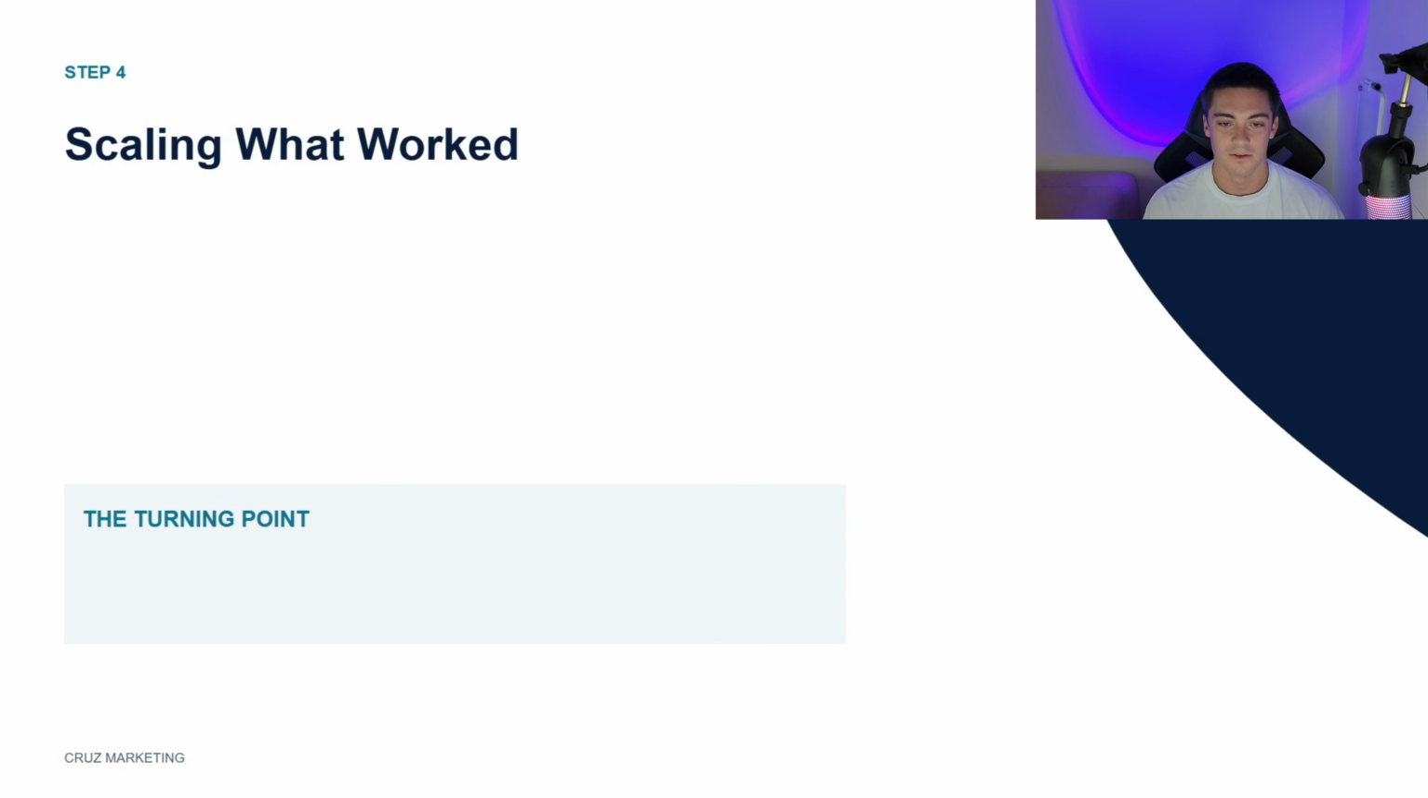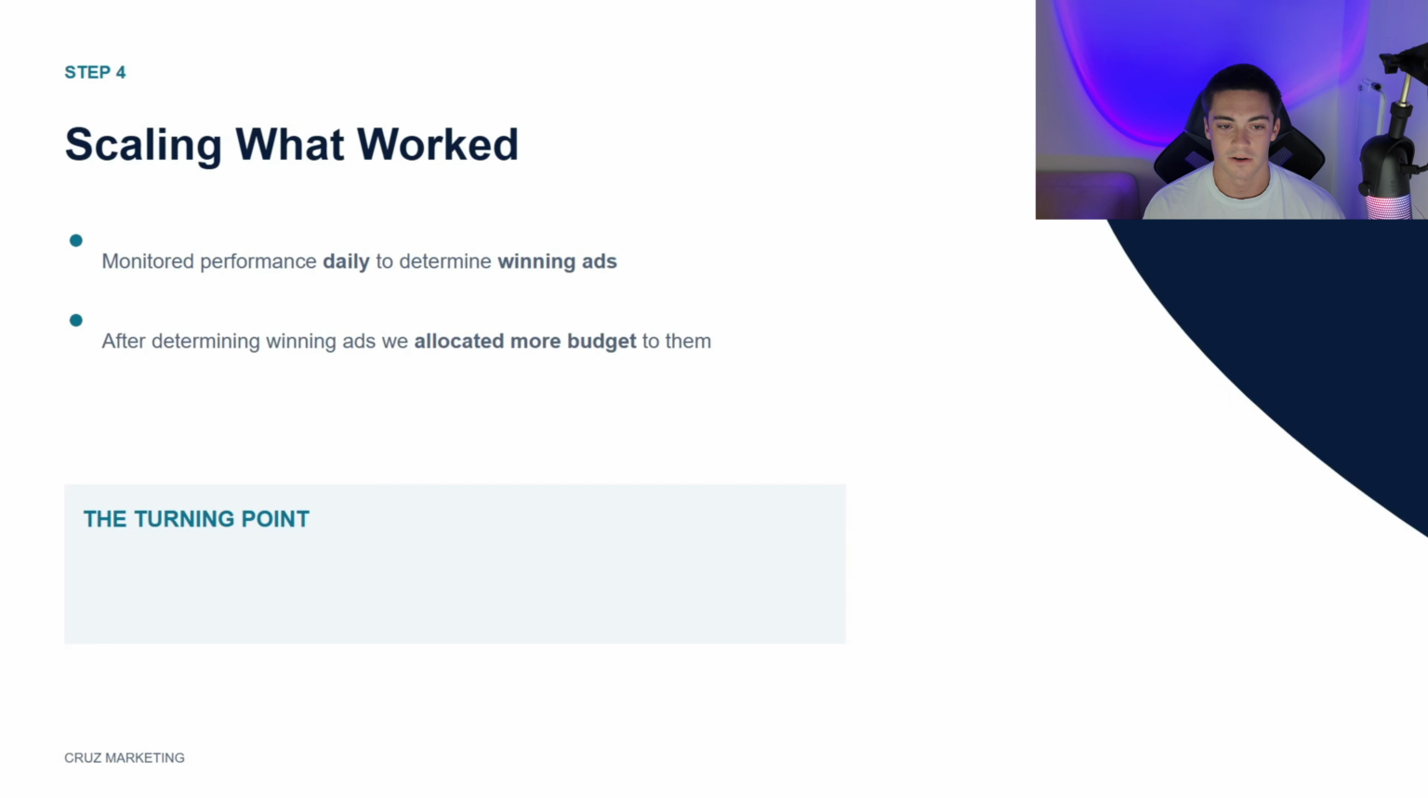Step 4, scaling what worked. We monitored performance daily to determine our winning ads. And then after determining our winning ads, we allocated more budget to them and continued to scale the ad spend that they got. After finding the winning ads, we tested more creatives every 1 to 2 weeks, and then we continued to create variations of those winning ads that we found.